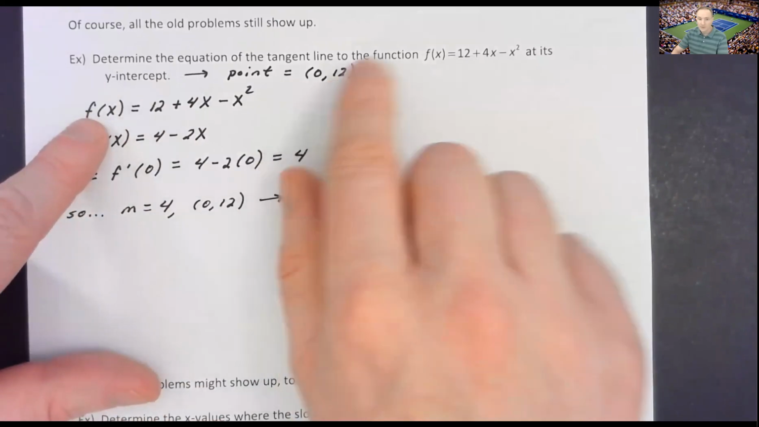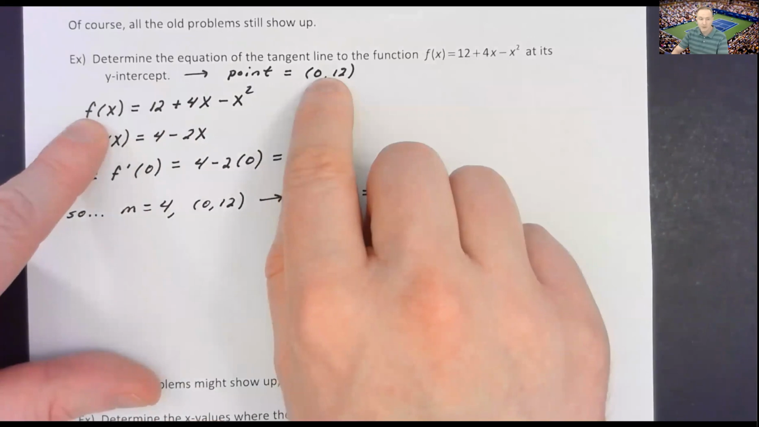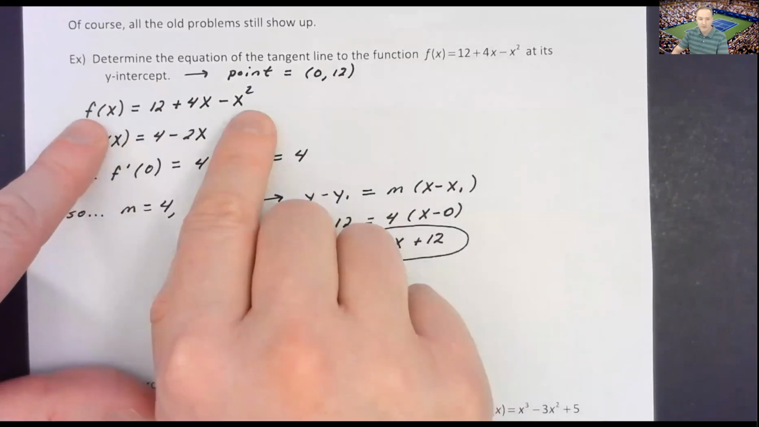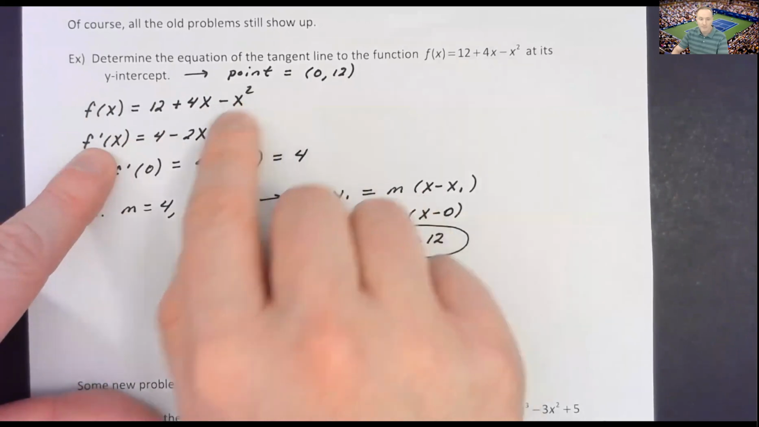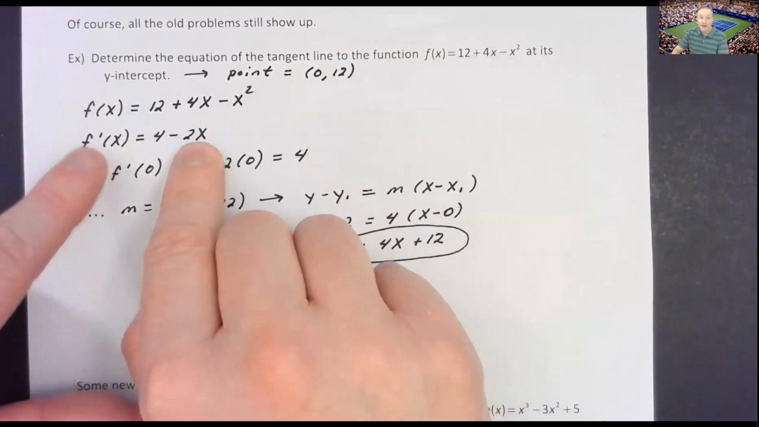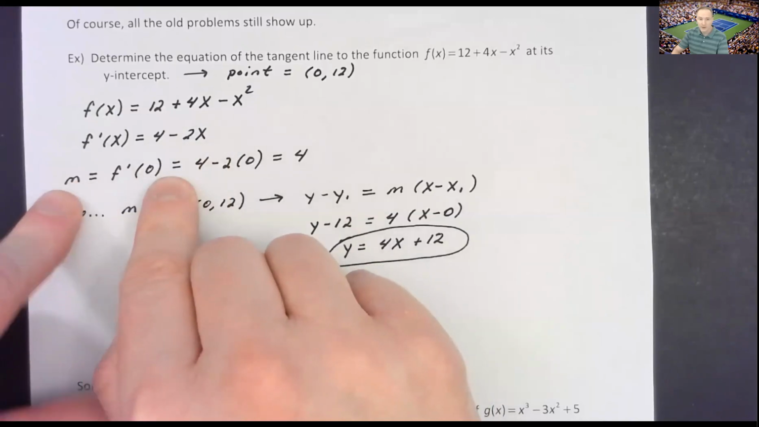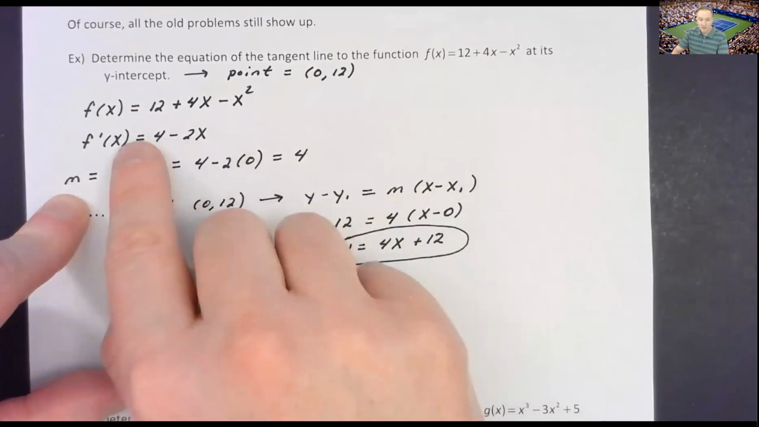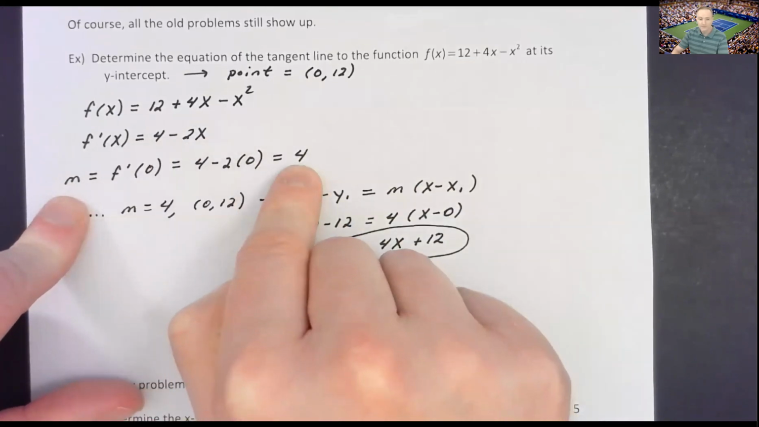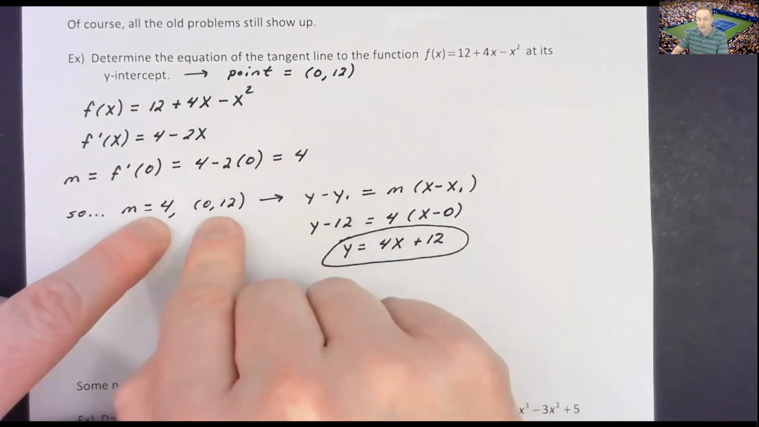My slope is just going to be the derivative evaluated at the x point of interest, which is 0. So I can say, well, okay, here's my function. Power rule says its derivative is going to be 4 minus 2x. Now, the derivative at 0 is going to give me my slope at the point of interest. So if I plug a 0 into that, I'm just going to get a slope of 4. So now I know my slope is 4, my point is the ordered pair 0, 12.